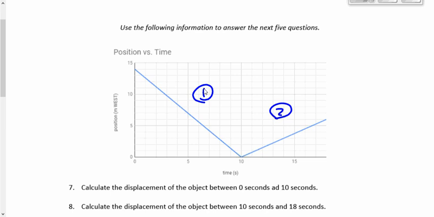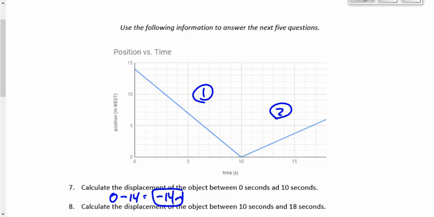All right, let's take a look at question number 7. Calculate the displacement of the object between 0 and 10 seconds. Displacement is defined as change in position, right? So if we're going to find the change in position, we need 2 positions and then subtract them, right? How do we get position on a position time graph? Up and over, good. So we're going to go up and over twice. Well, kind of. There's not really over to go in the first one for the initial, right? We're just going up, and the initial position is 14. The final position at 10 seconds is 0. So we're going to say the displacement, the change in position, is 0 minus 14, which is negative 14 meters.